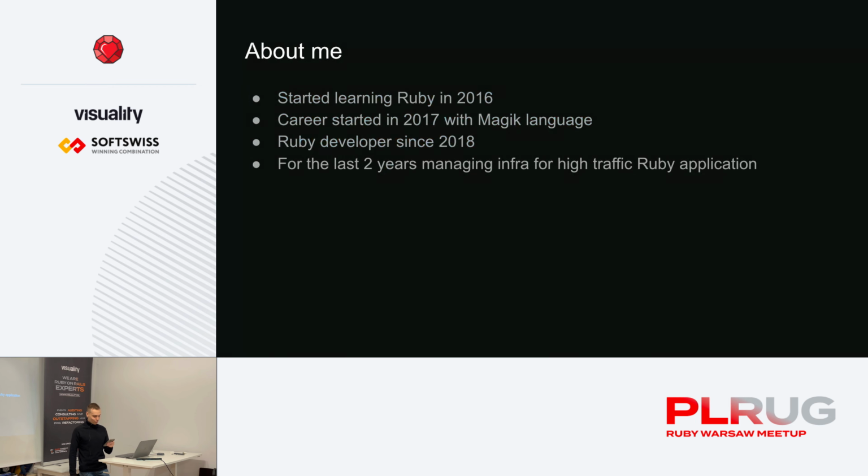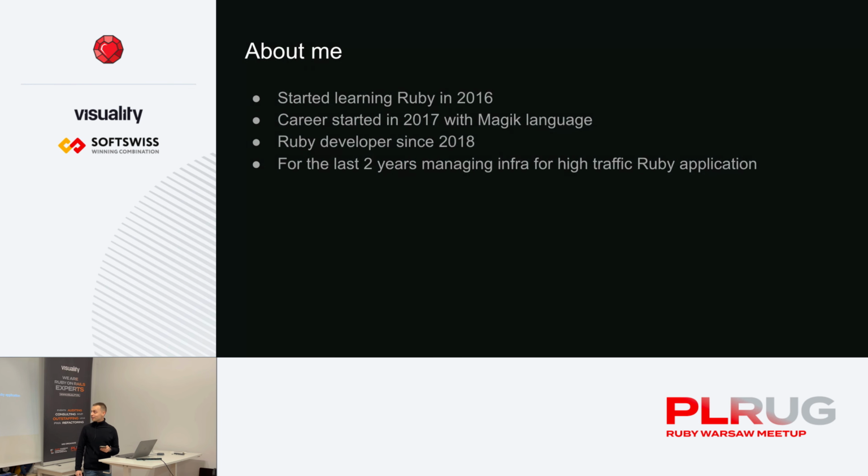Quickly about me. I started learning Ruby in 2016. Yet I started programming with a totally different technology, which is called Magic. It's a proprietary language from General Electric used for geospatial information systems. I spent a few months working there, and then fortunately I was able to transition to Ruby, and I've been happy ever since.